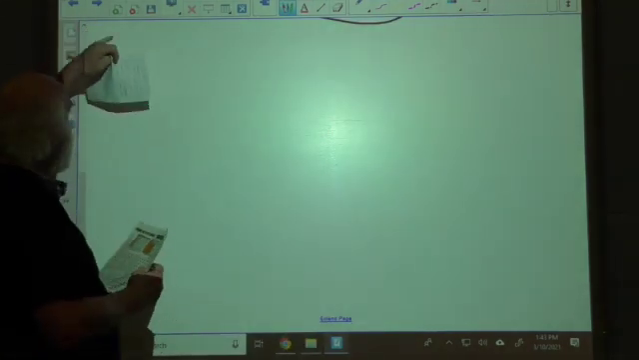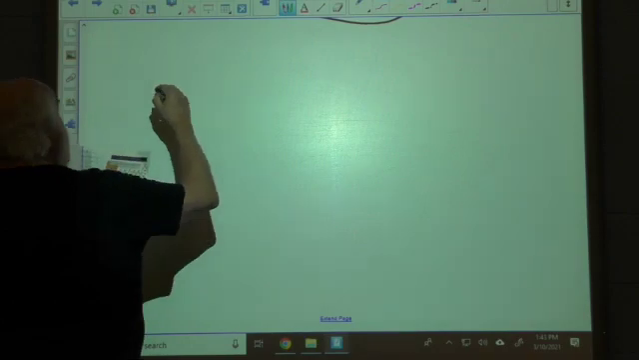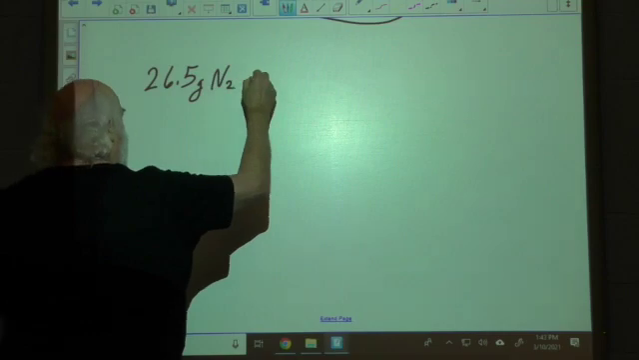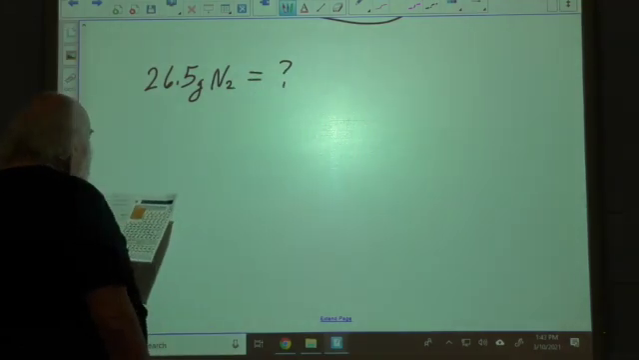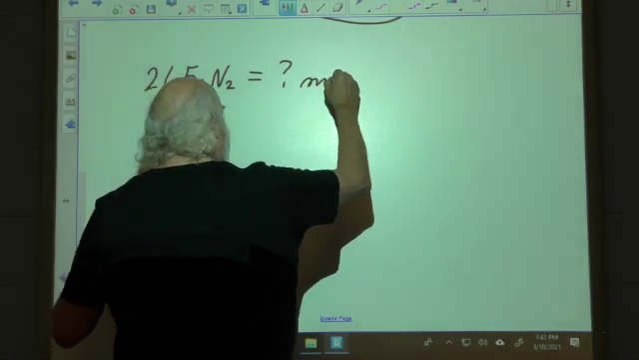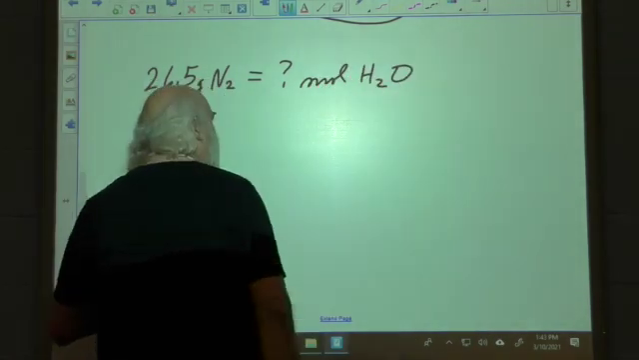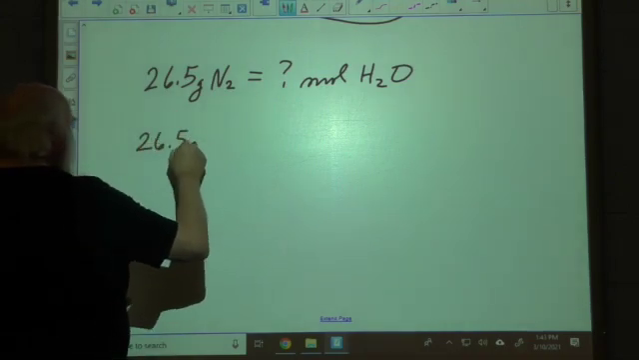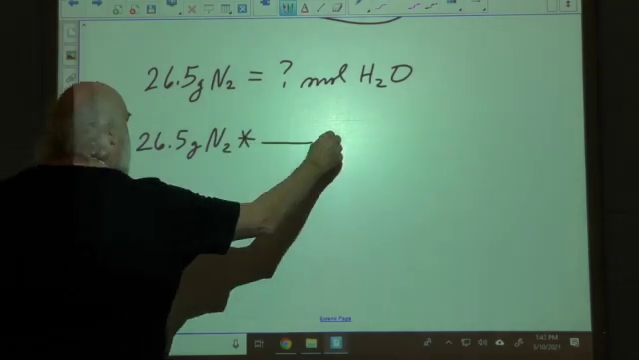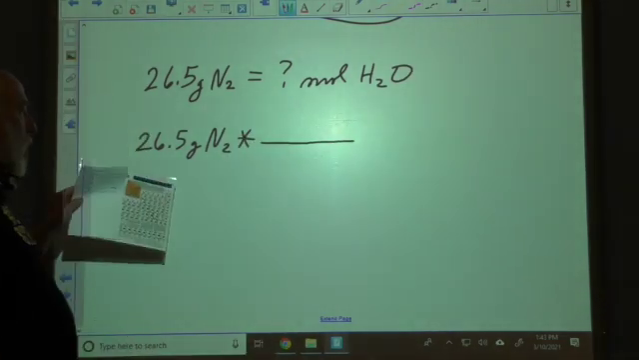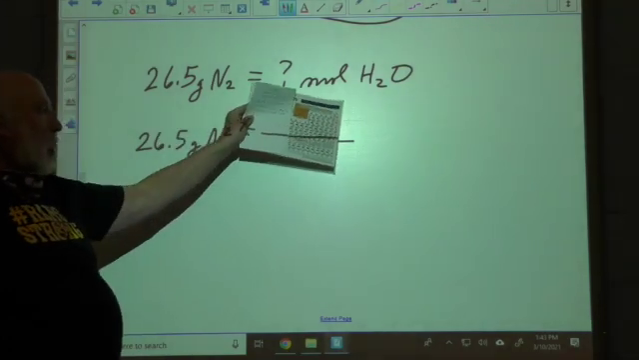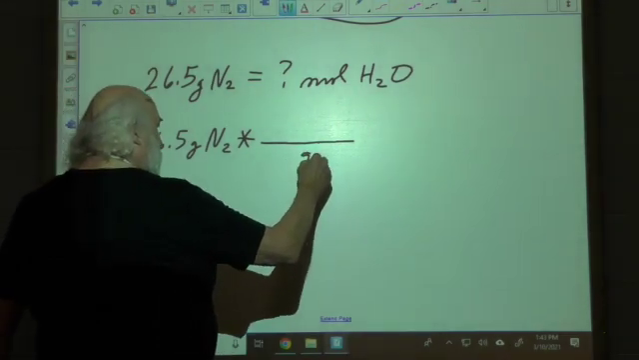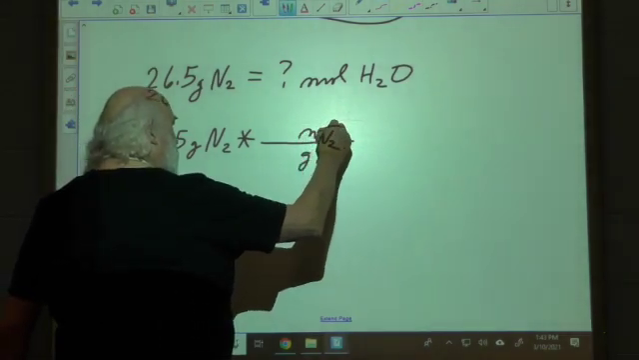Next up, we're going to go from 26.5 grams. Now we're going to start the other direction. We're going to start with grams of nitrogen, and I want to know how many moles of water are going to be produced from that. So again, we start with 26.5 grams of nitrogen. But I have to change the grams of nitrogen to something that can be changed to moles of water, and that'll be moles of nitrogen. So I put grams of nitrogen on the bottom and moles of nitrogen on top.